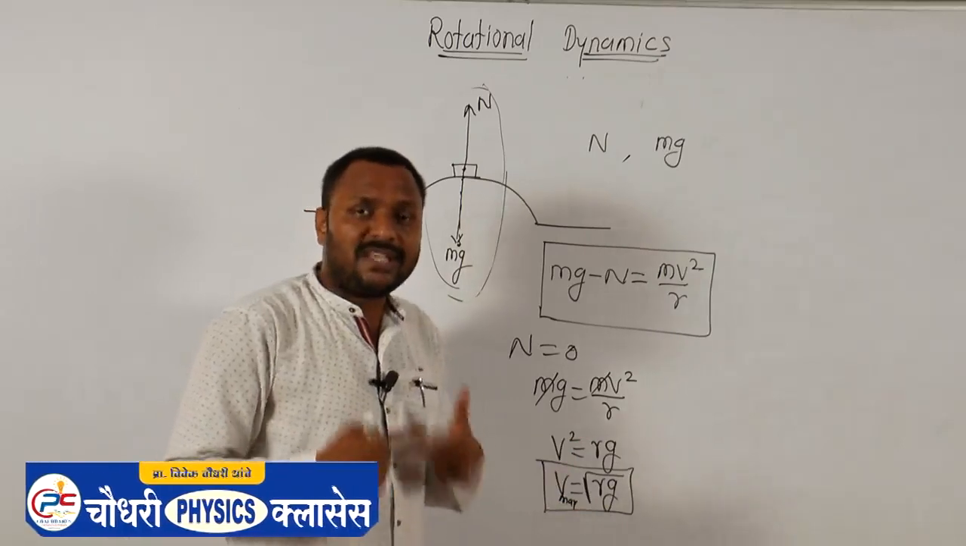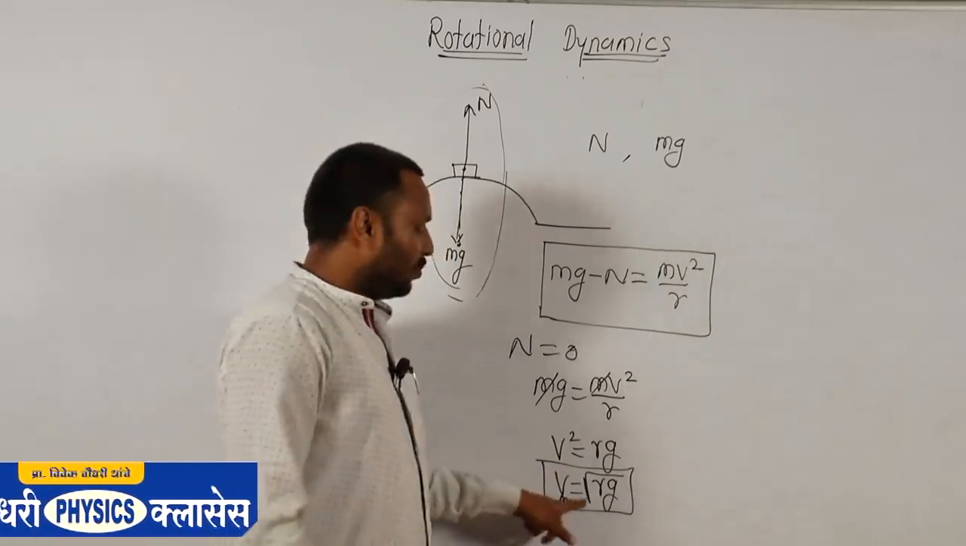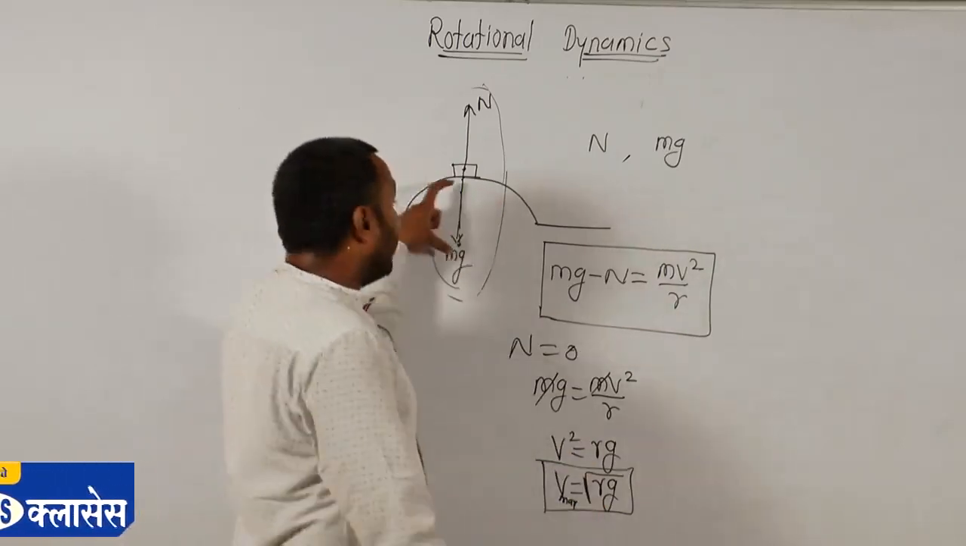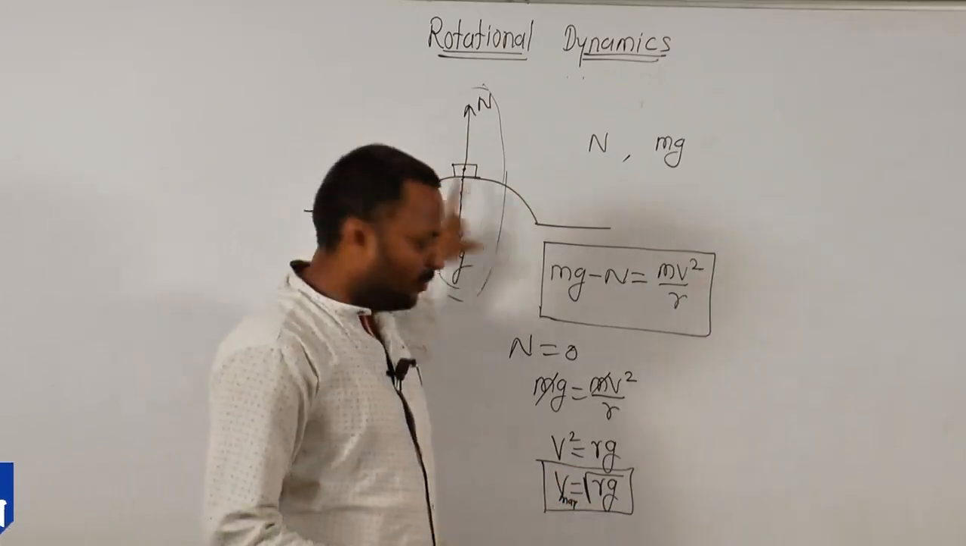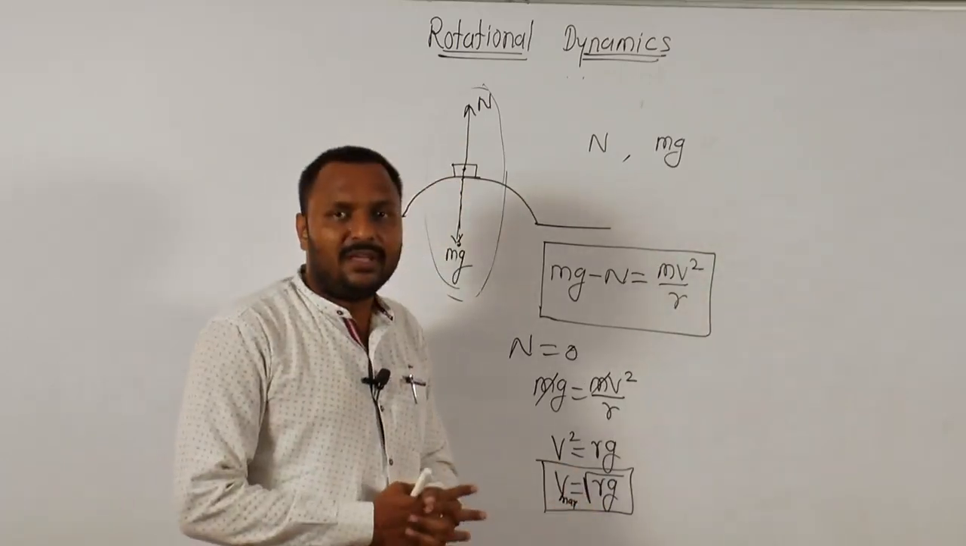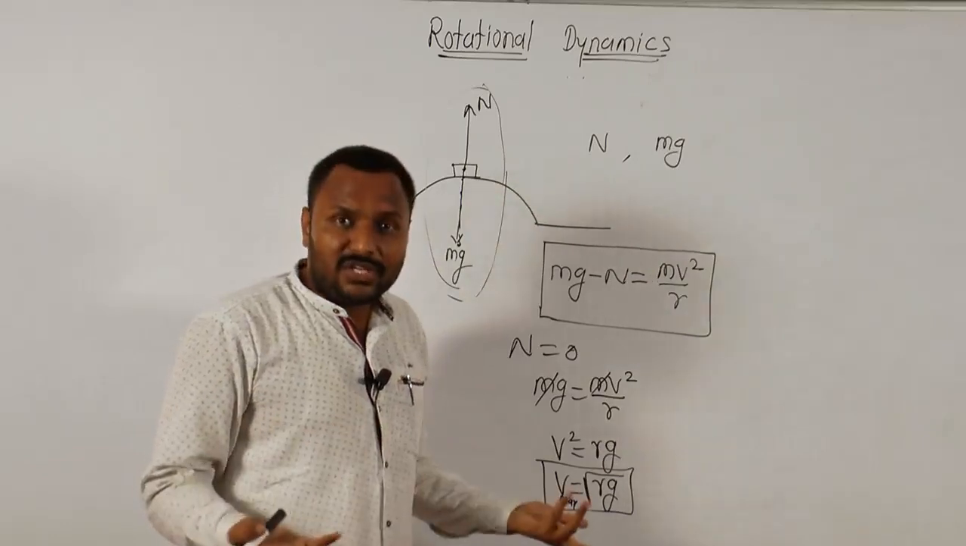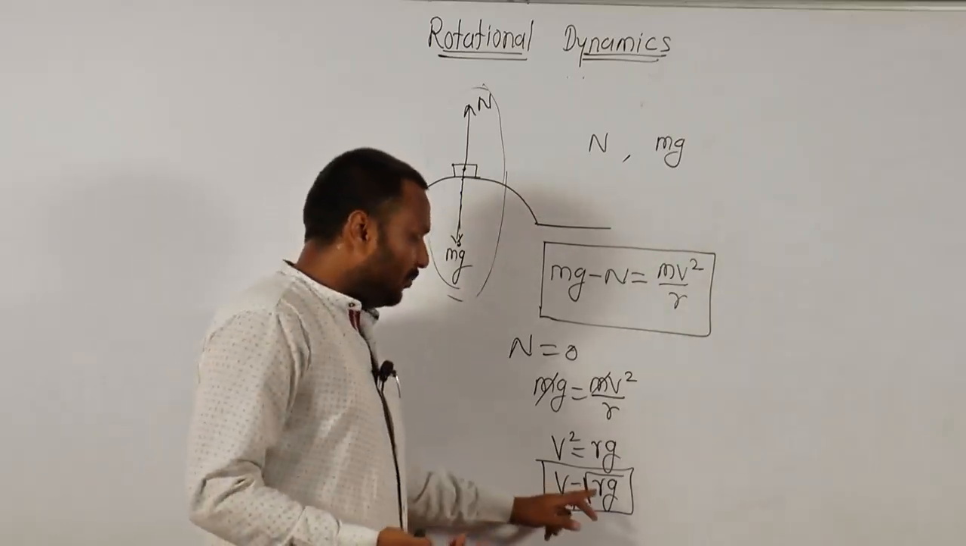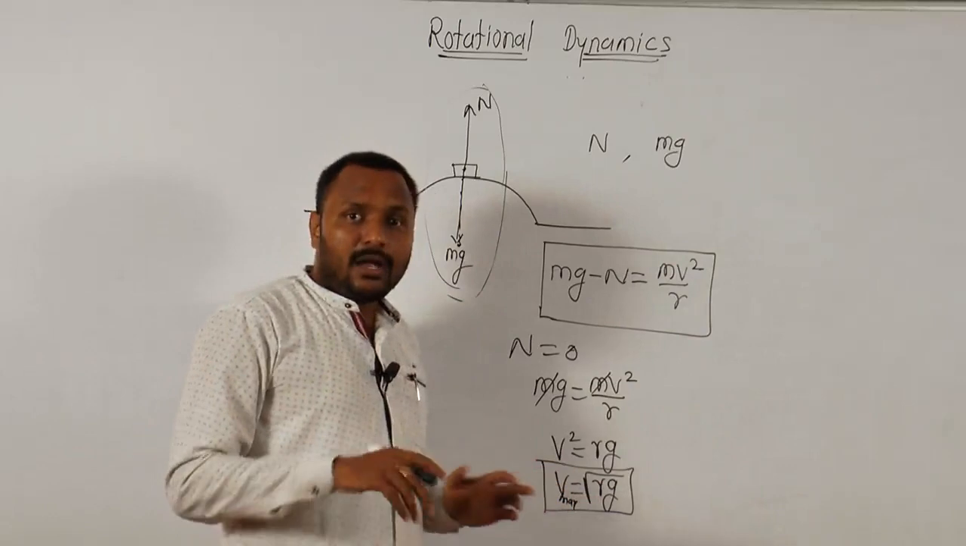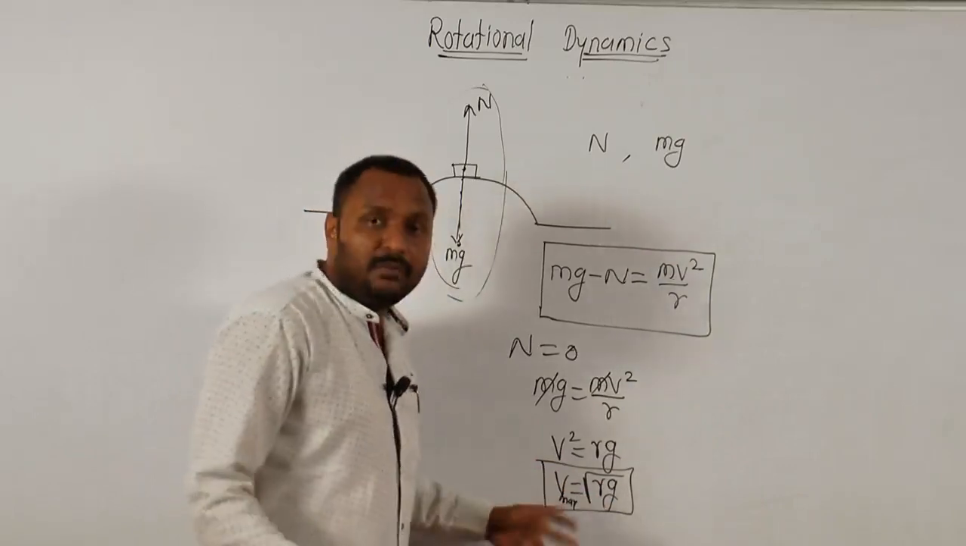Means how much maximum value is there? This is equal to root rg. What is r? r is the radius of this curved path. And what is g? g is the acceleration due to gravity, and g cannot be changed. Only we can change this r. If r changes, then that v can be changed.